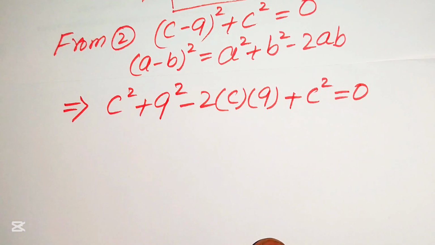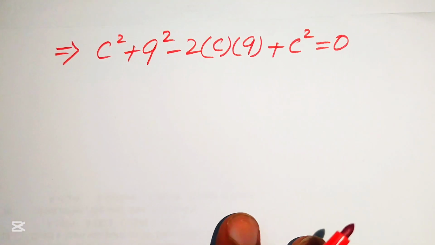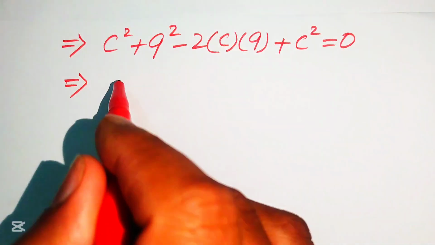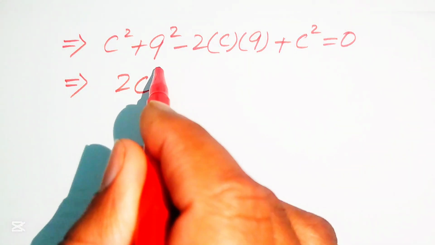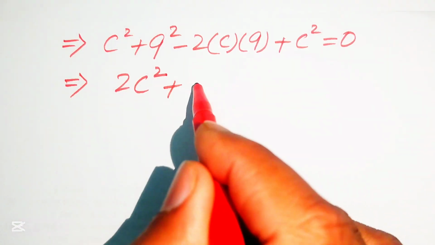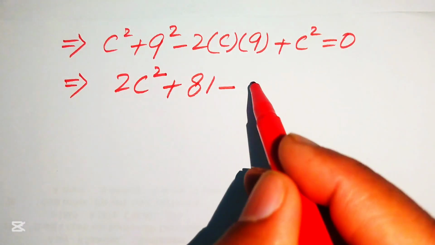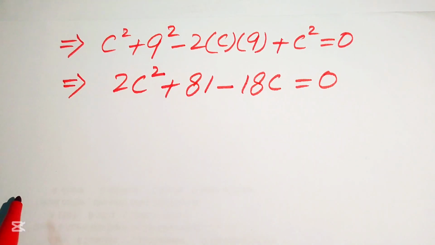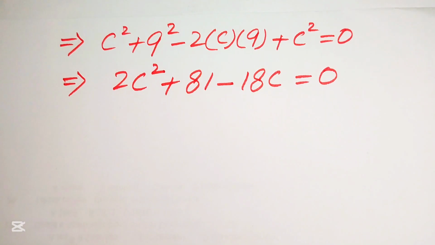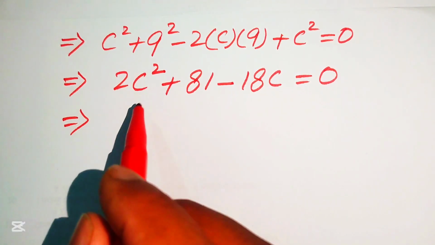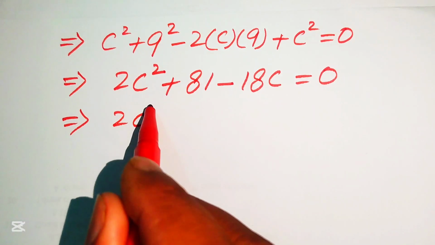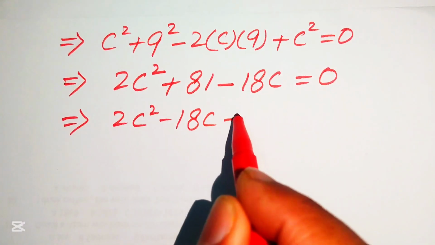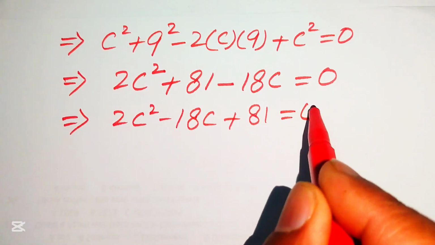And now here in the next step we need to focus on this term, and it will be written as c square plus c square equals to 2 times of c square. This is 9 square equals to 81. This is 2 times of 9 becomes here 18c equals to 0. So you see here this equation becomes quadratic in c variable but not in the standard form, so first we write it in the standard form, so we just rearrange the terms. So we have 2c square minus 18c plus 81 equals to 0.